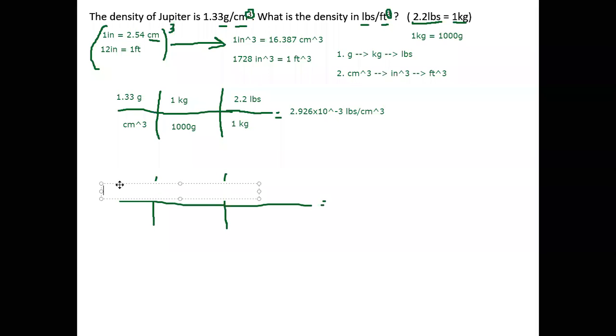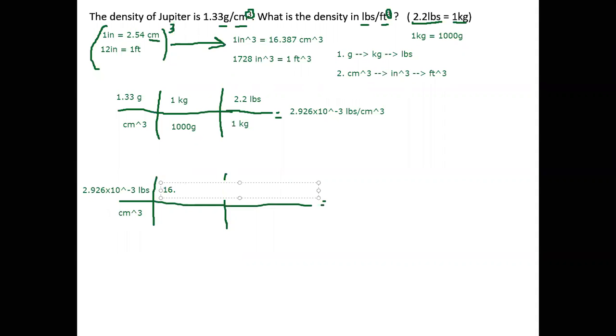So we're going to have pounds on top, centimeter cubed on the bottom. So our first step is we want to convert centimeter cubed to inches cubed. So in the next train track, in our conversion factor, since centimeter cubed is on the bottom, centimeter cubed is going to go on top.